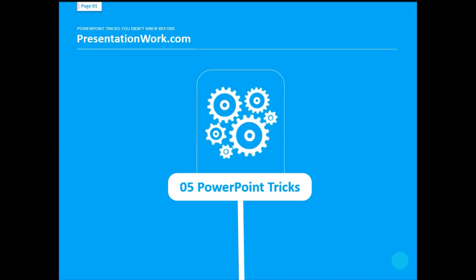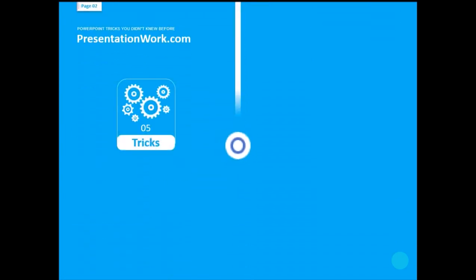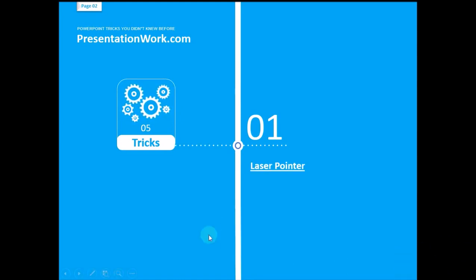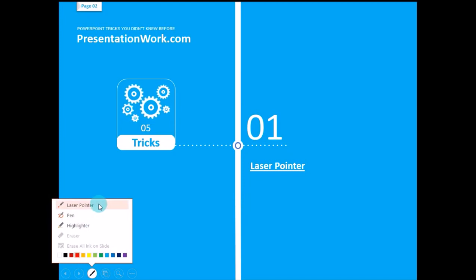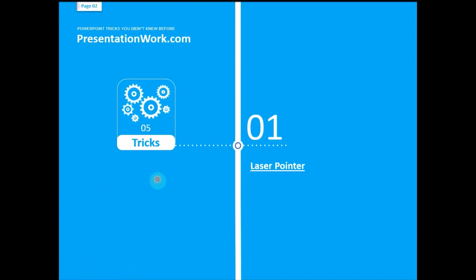So let's get started with the first trick. And the first trick is the laser pointer to use in your PowerPoint slideshow mode. While you are in slideshow mode, you can actually use a laser pointer by just scrolling down here and then clicking on this option and selecting the laser pointer from this menu. And once you have done this, you can see that we have a laser pointer in slideshow mode. And you can simply point your audience to a specific point.